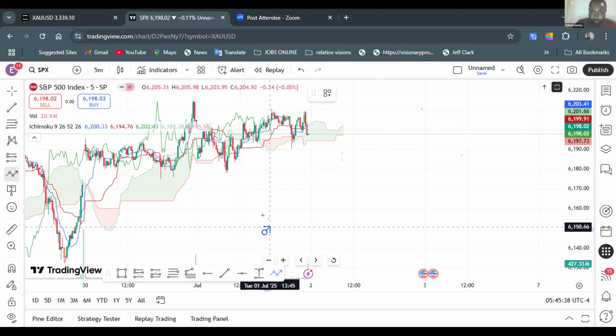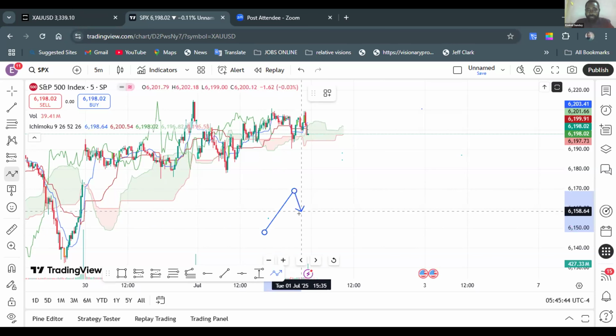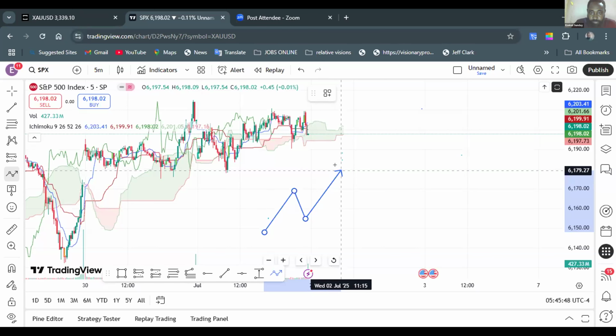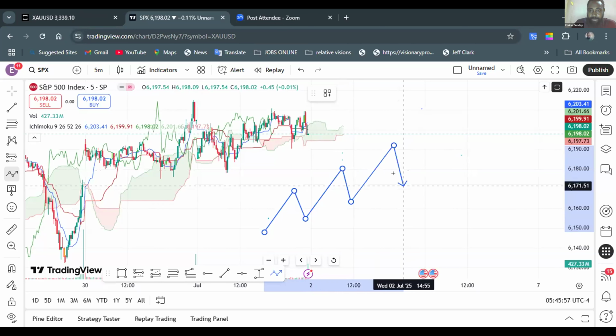So now let's look at when the market is forming an uptrend. What makes you know that the market is forming an uptrend? When it's giving you higher highs and higher lows. So the market is giving you an uptrend, right?